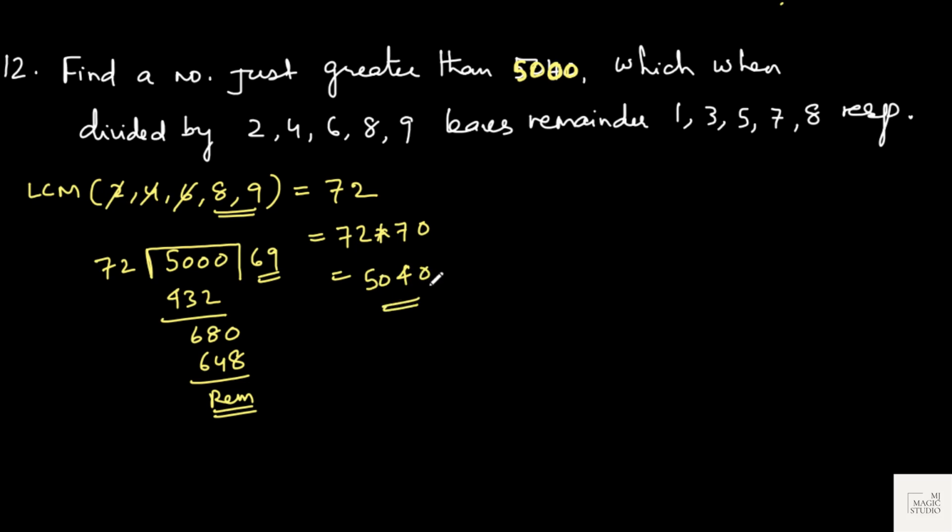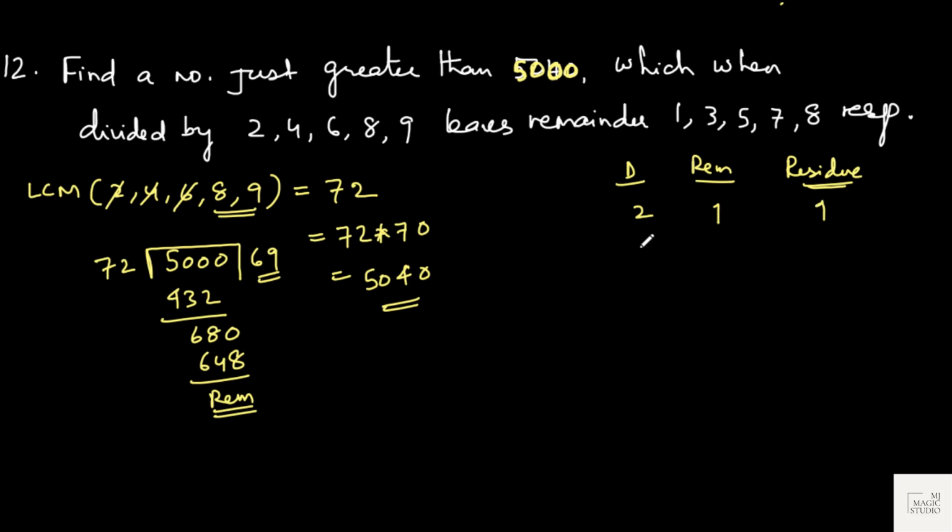Bingo. So a number which is just greater than 5000 is 5040, which is a multiple of the LCM 72. And when divided by 2, 4, 6, 8 or 9, will leave remainder 0. But here we can see that they want to give remainders which are different. So we have divisor, we have remainder. Now divisor minus remainder, if we remember our remainder class, we know that we had this concept of residue. Residue plus remainder is equal to divisor.